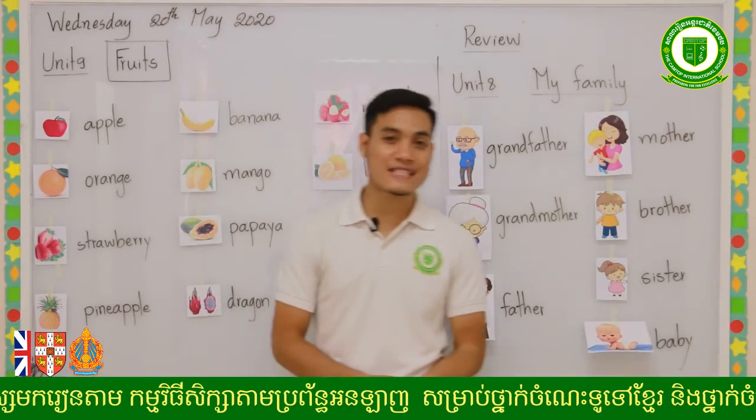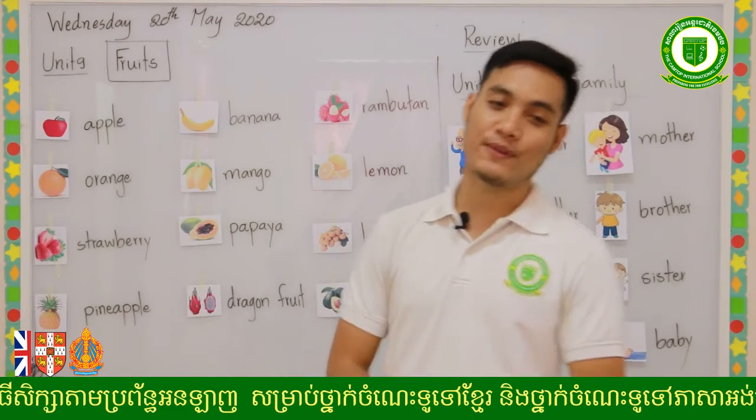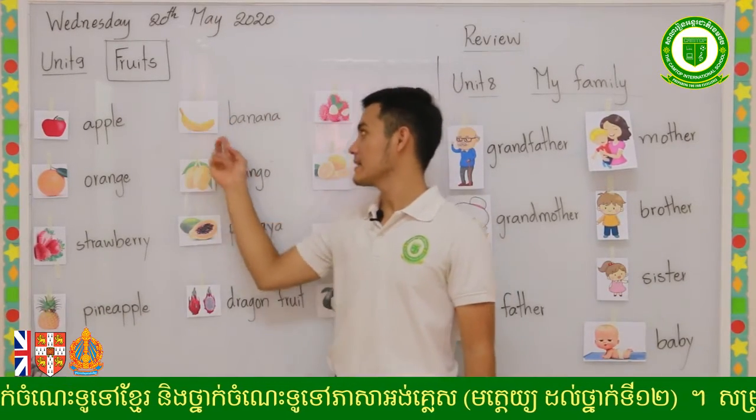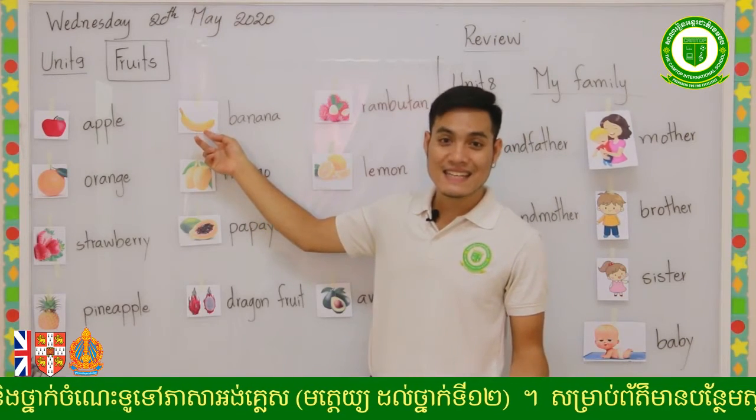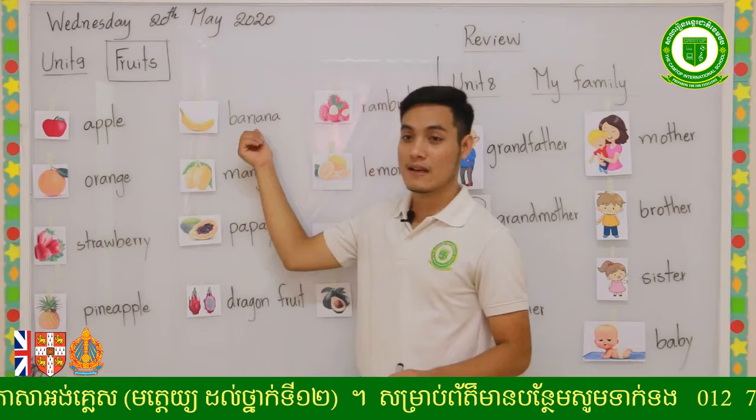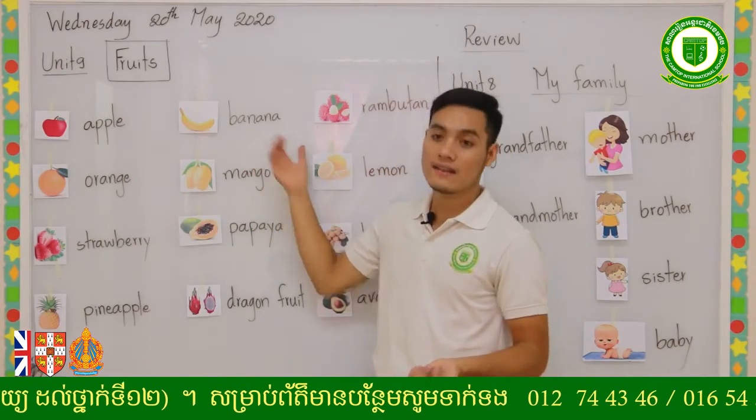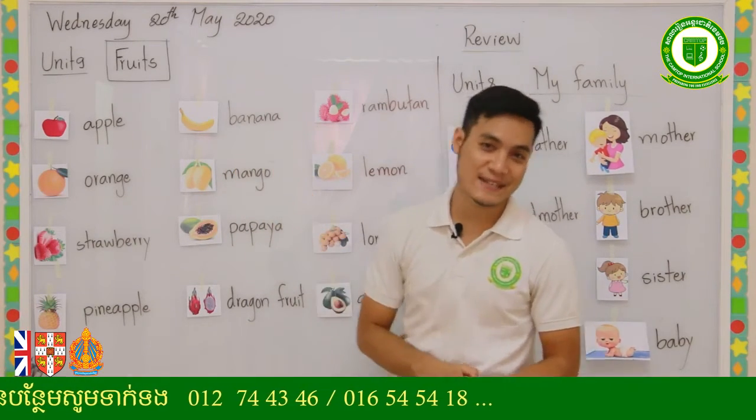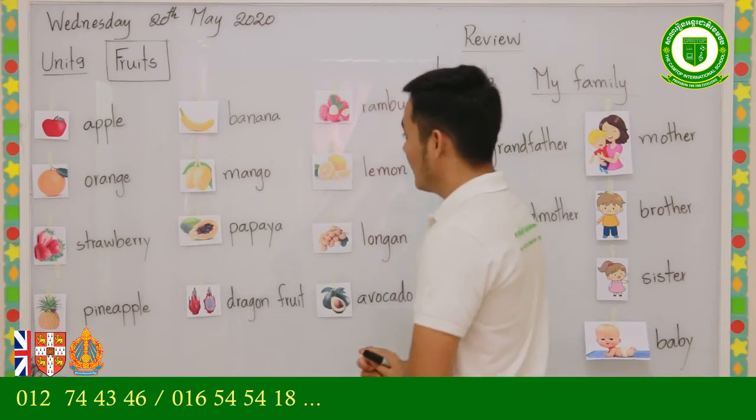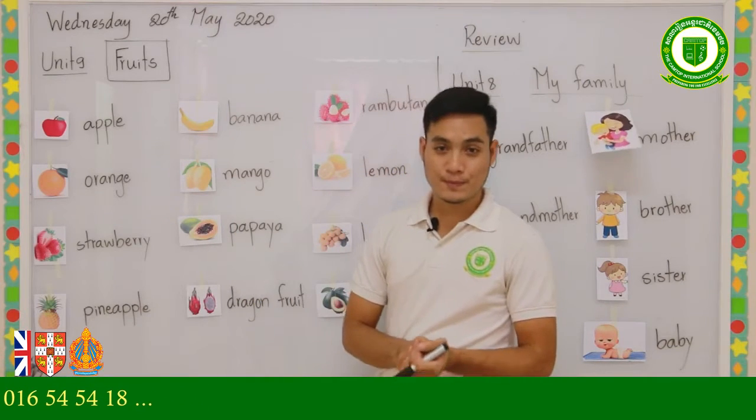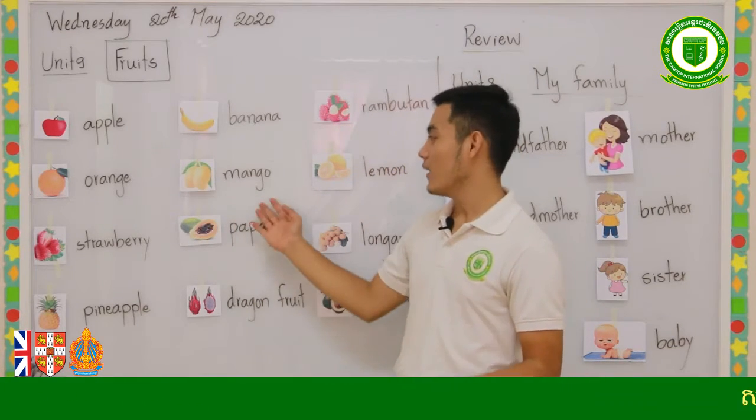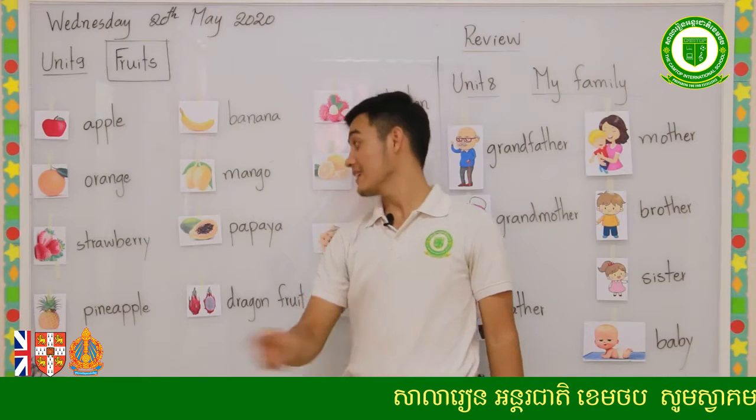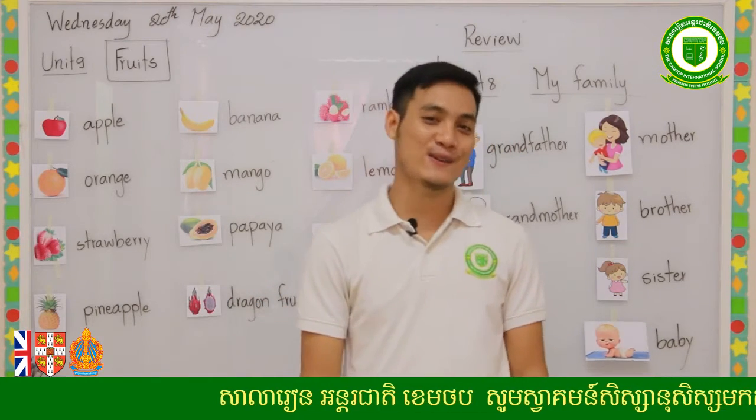Read together, class. Pineapple. And this one, do you like eating this? Is it nice? This one is banana. Go together. Banana. Good. Again, banana. And the next one is mango. Mango. Look, how many mangoes? Can you see? One, two. There are two mangoes.